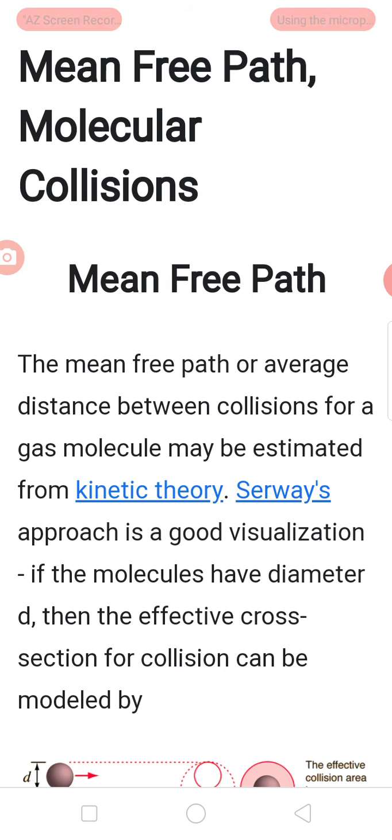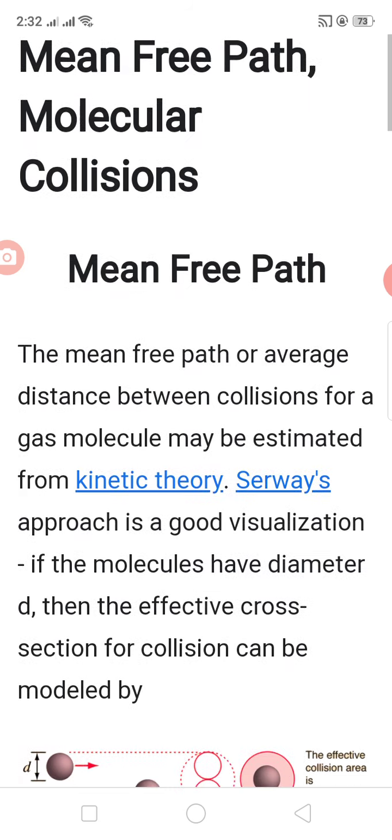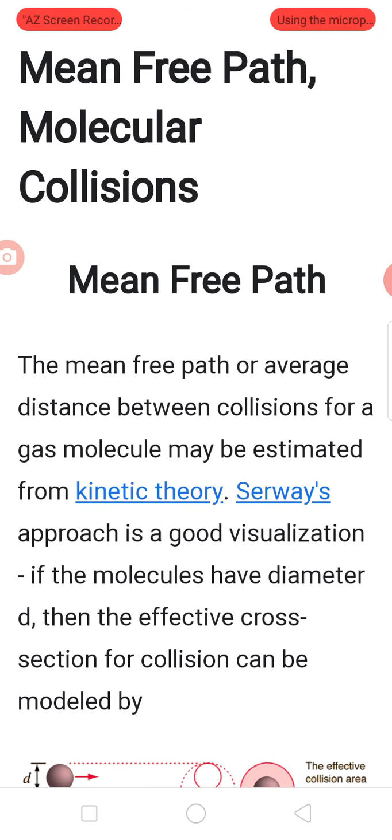Let us learn about the gases chapter, article mean free path and molecular collisions. First of all, we learn about mean free path. Mean free path, or average distance between the collisions for a gas molecule, may be estimated from the kinetic theory.